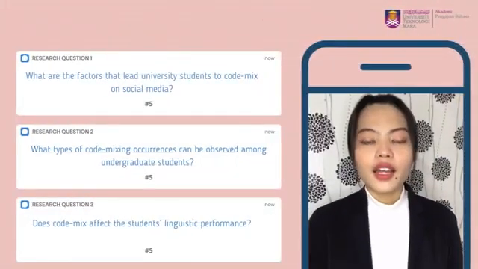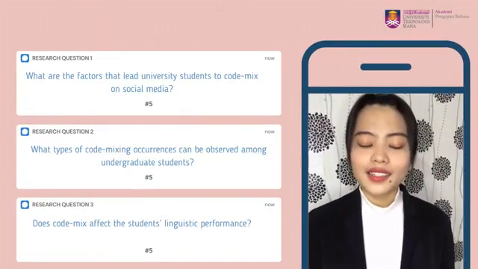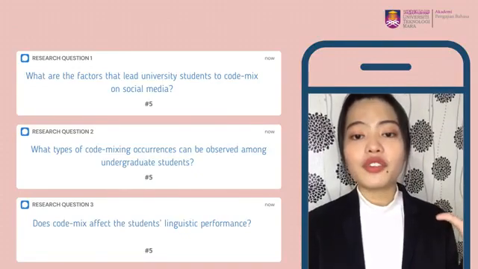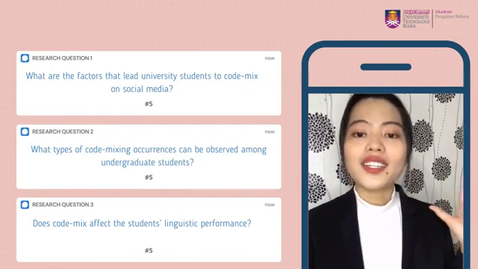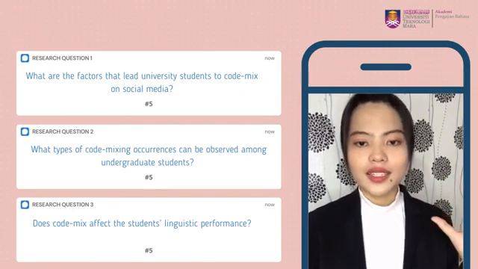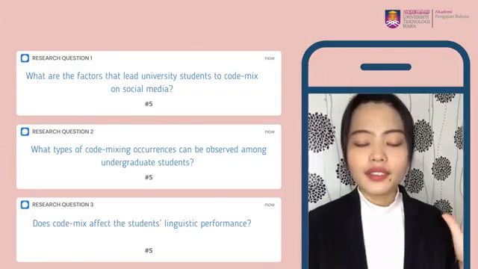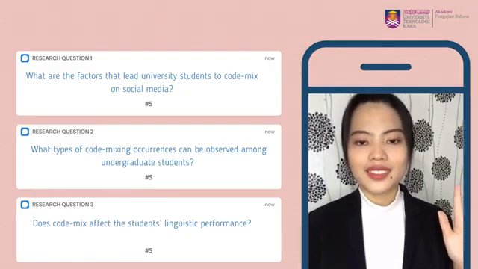Therefore, there are three research questions that lead us to complete our findings, which are: firstly, what are the factors that lead university students to code mix on social media? Second, what types of code mixing occurrences can be observed among undergraduate students? And thirdly, does code mixing affect the students' linguistic performance?